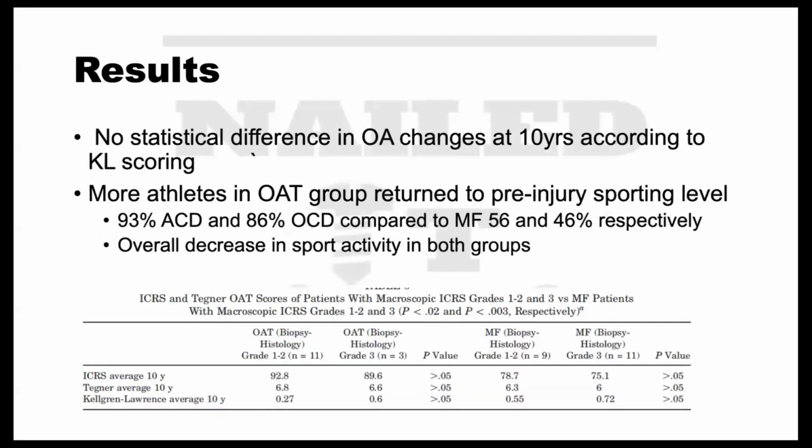There's no statistical difference in the osteoarthritic changes at 10 years according to the Kellgren-Lawrence scoring system, and more athletes in the Oates group returned to pre-injury sporting level. There was an overall decrease in sporting activity in both groups.